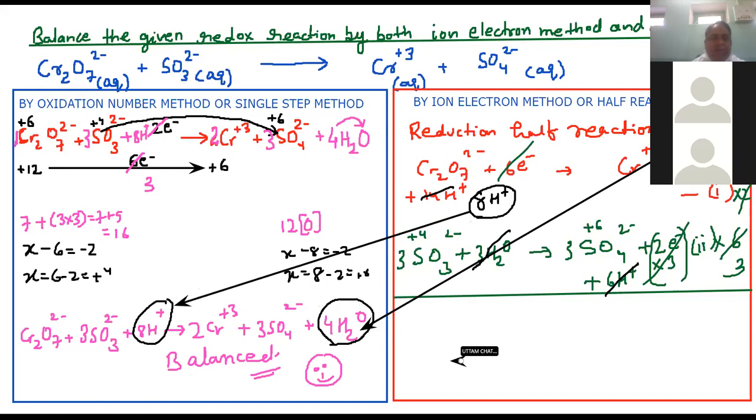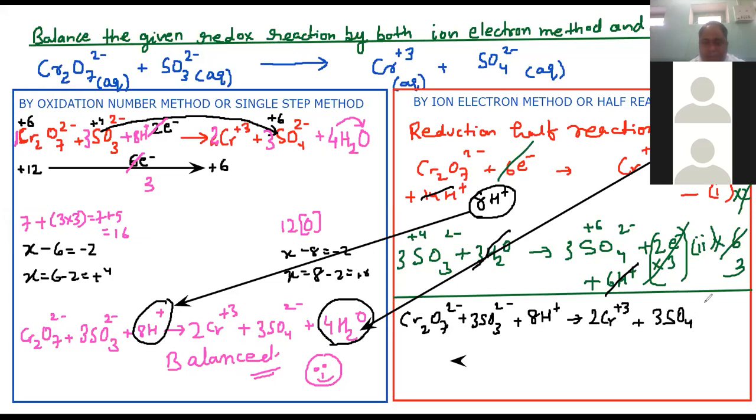So we can write down this as Cr2O7 2- plus 3SO3 2- plus 8H+ will be equal to 2Cr3+ plus 3SO4 2- plus 4H2O. So in both the ways it is balanced now.